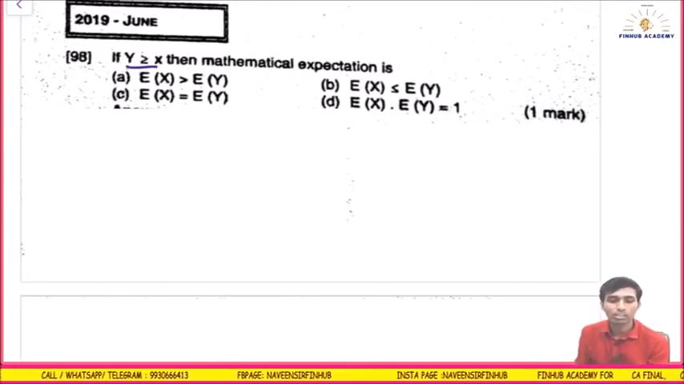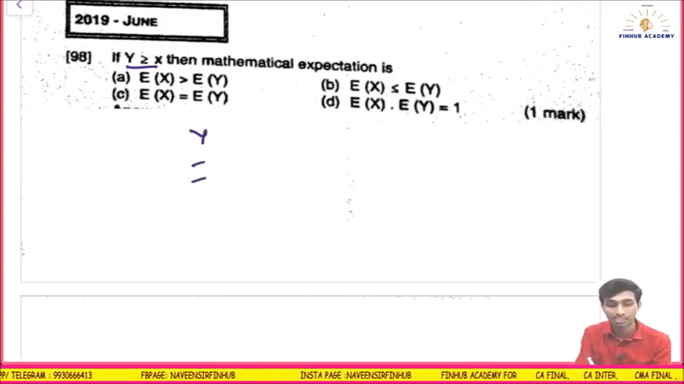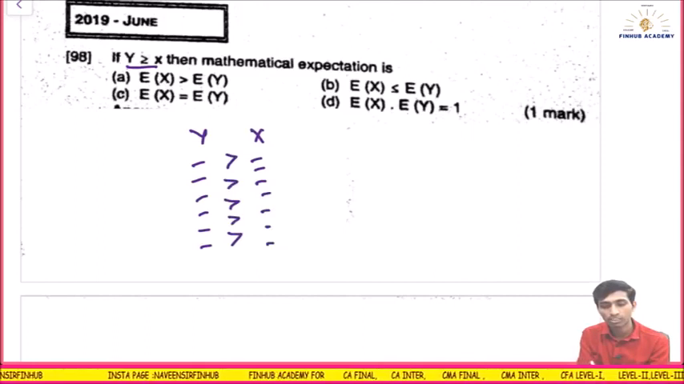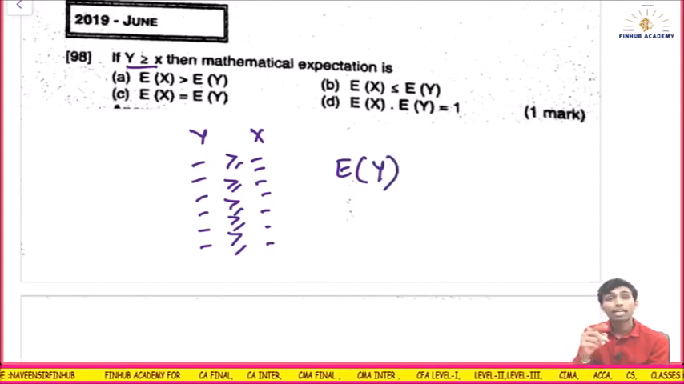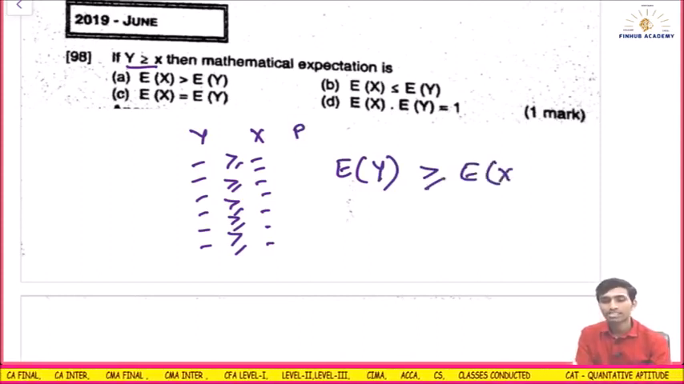Y is greater than or equal to x. When they say y is greater than or equal to x, now y is a series, means there are many data points, and x has many data points, and they are saying every time this y is greater than or equal to x. Understood? Then obviously the expected value of y, if you calculate the mean, and obviously you will have probability also, expected value of y is greater than or equal to expected value of x.